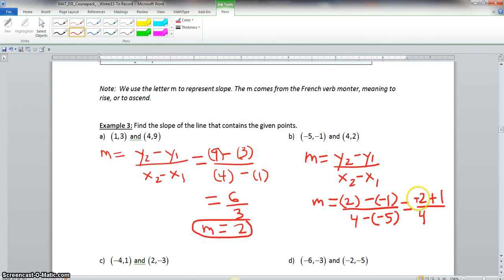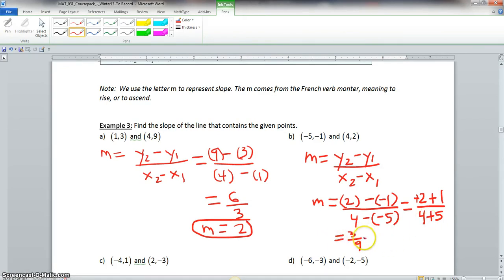This 2 is actually supposed to be positive. That was a little glitch here. So it's positive 2 plus positive 1, and this is positive 4 plus 5, because it's minus a negative 5 becomes plus 5. 2 plus 1 gives us 3, all over 4 plus 5 is 9.